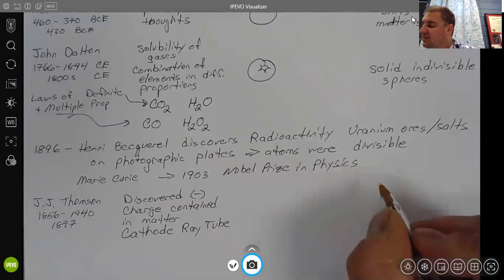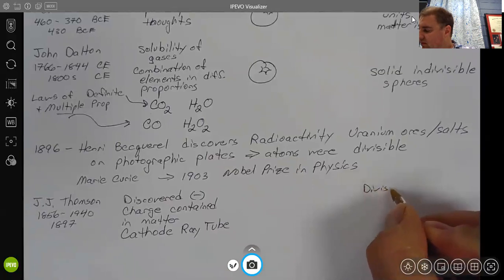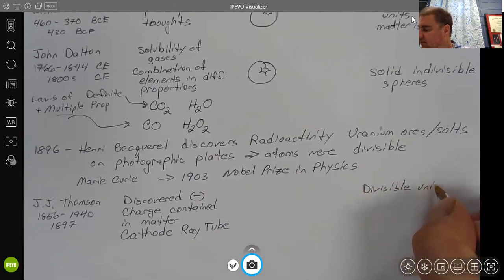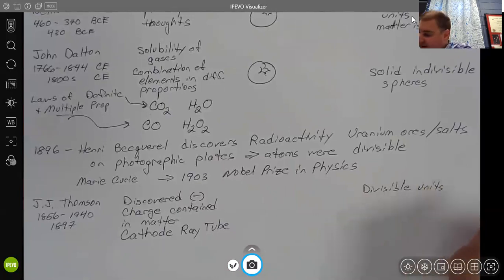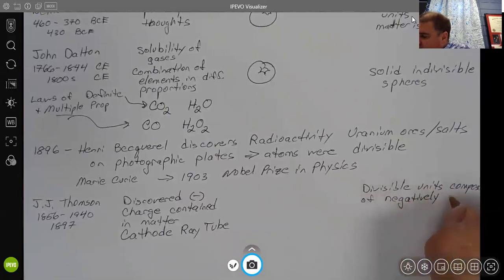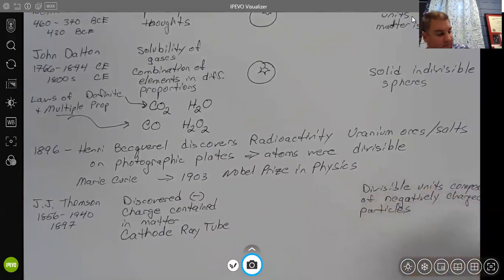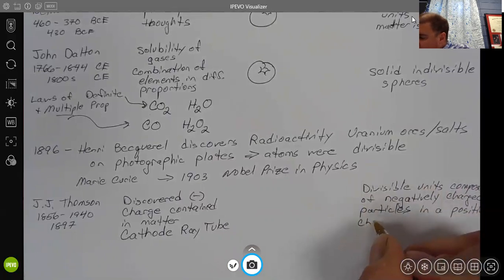And so what Thomson said about the atom was that atoms were divisible units composed of negatively charged particles in a positively charged sphere.